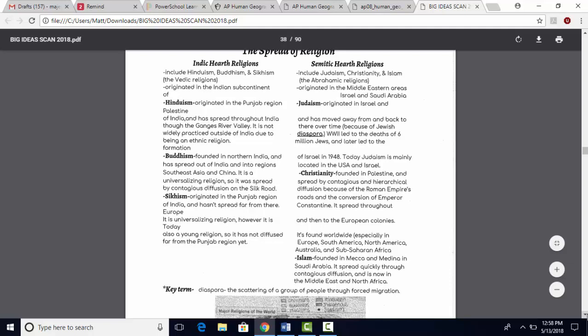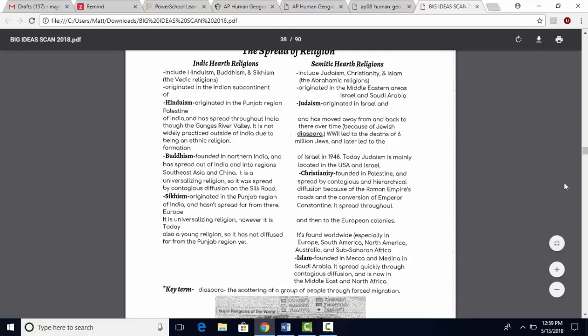And then, of course, Sikhism is more recent, right? It's a universalizing religion as well, though not very widespread. Sikhs are similar to Hindus. They have some Hindu beliefs. They have some Buddhist beliefs. It's kind of like an amalgamation, a mix of different beliefs in that area.